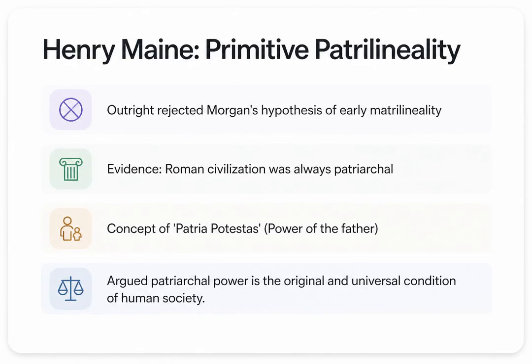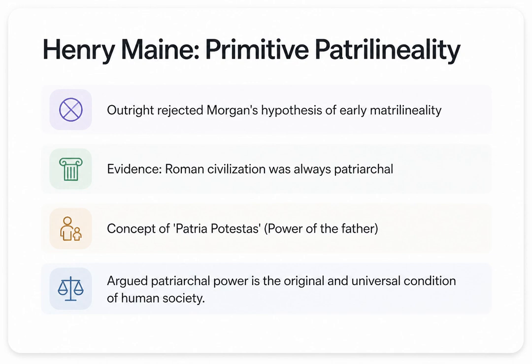Henry Maine's critique was far more severe. He outright rejected Morgan's hypothesis. Maine looked to Roman civilization, which he considered the best documented ancient society, and found absolutely no period of matrilineal dominance. Rome was always patriarchal.